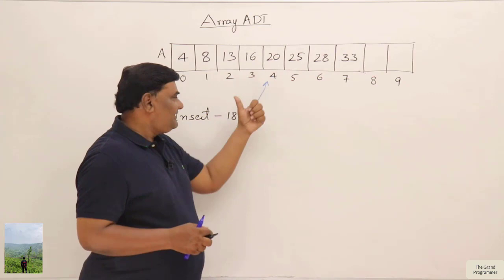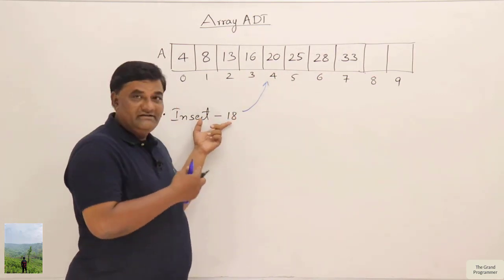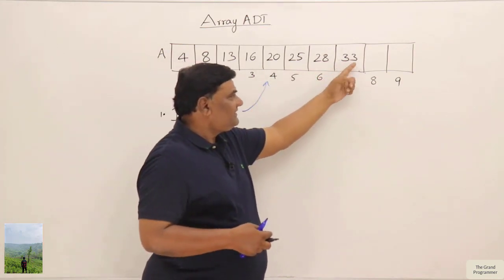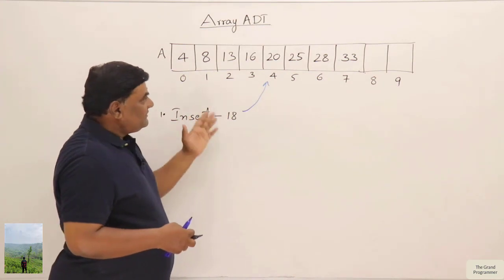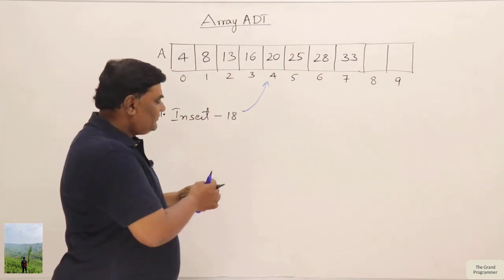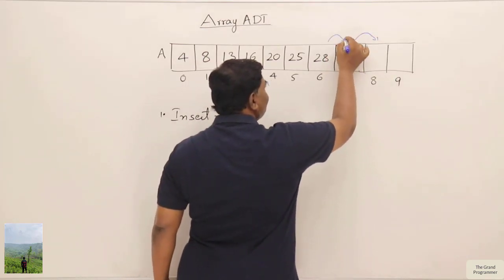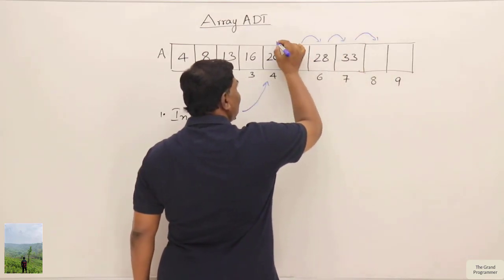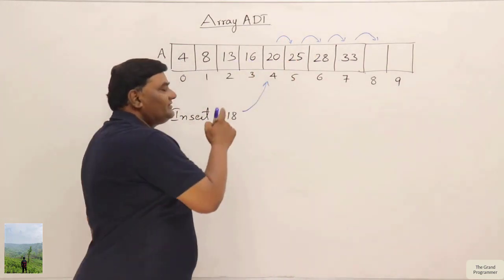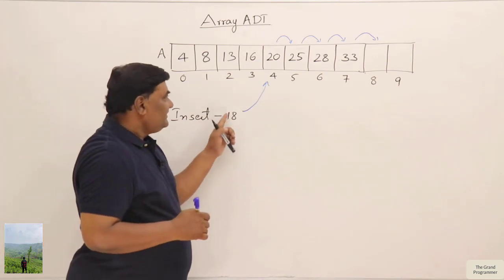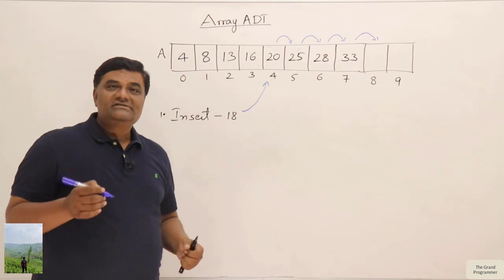If those numbers are greater than this one, I can shift them. If suppose this is not 18, this is 38, so this is greater than 33, so I can simply store 38 here. But this number is smaller, so I can start shifting them. So 33 has to be shifted, and 28 has to be shifted, and 25 has to be shifted, 20 is also shifted. Then this number is 16, so 16 is smaller than 18, so the next place is 18 only. So I can insert 18 here. That's all. This is the procedure.